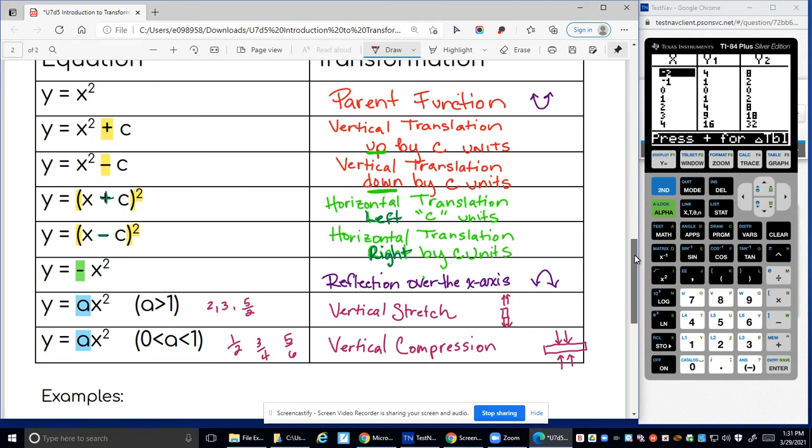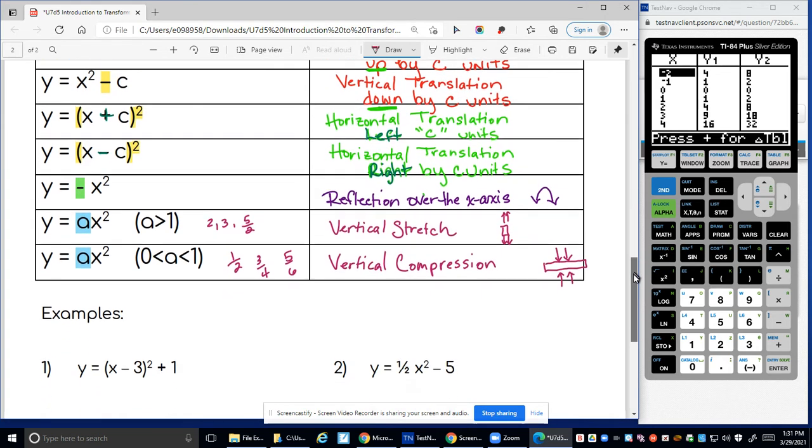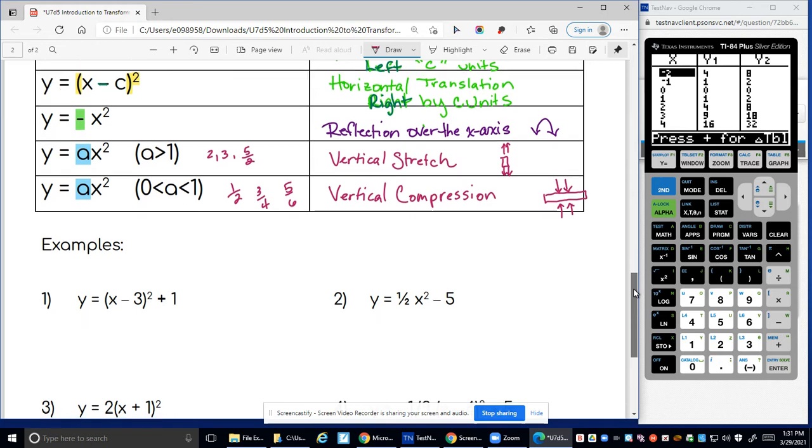So let's look at some actual examples and see what this would look like. So right here, we've got -3. Now it's inside the parentheses, right? So that -3 means I'm going to go, number one, to the right. It's a horizontal translation. I need to start abbreviating here. Horizontal trans to the right by 3. Okay, that's one.